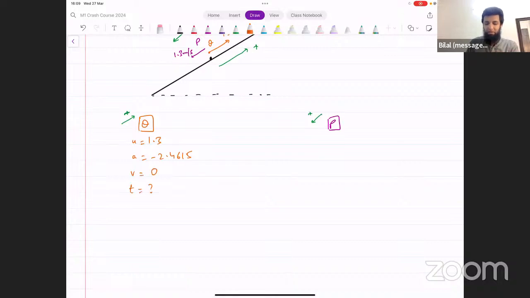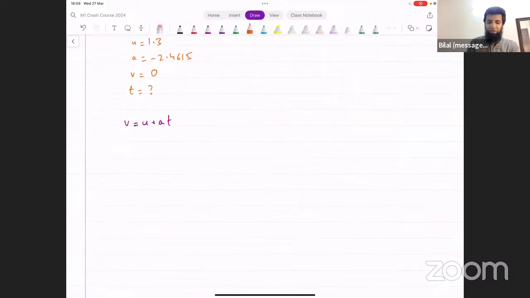How much time does it take? We can use v equals u plus at for this, and that's going to give us the value of t here. 0 equals 1.3 minus 2.4615 times t. What's the value of t that we get? 0.528.